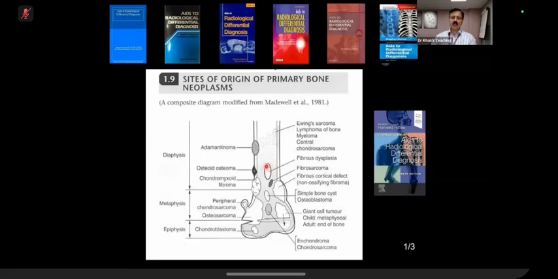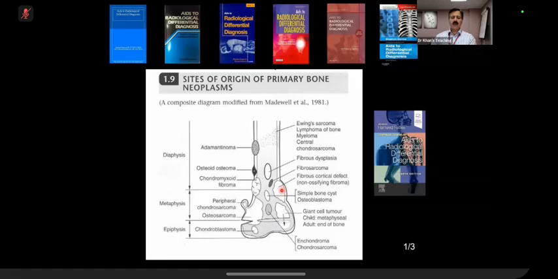So there will be lesions which are central in the medullary cavity. There are other lesions which are eccentric in the medullary cavity. So they are within the medullary cavity, but they are eccentric. And there are other lesions which are cortical. So they are placed in the cortex. So this concept is critical.